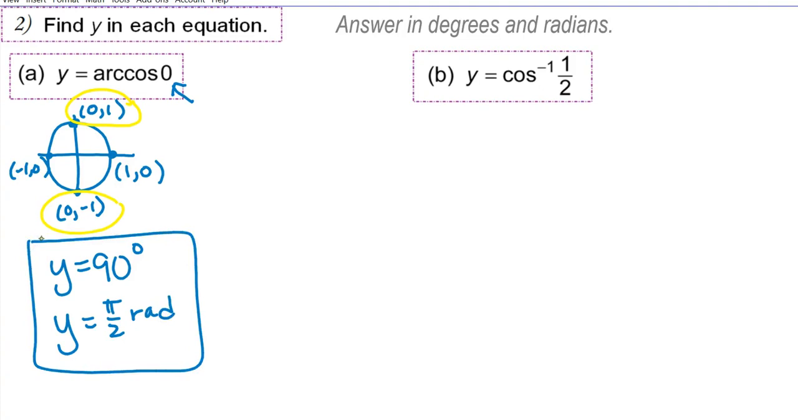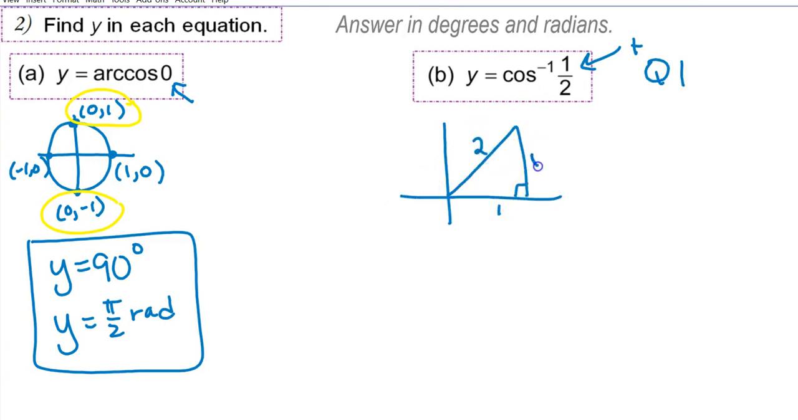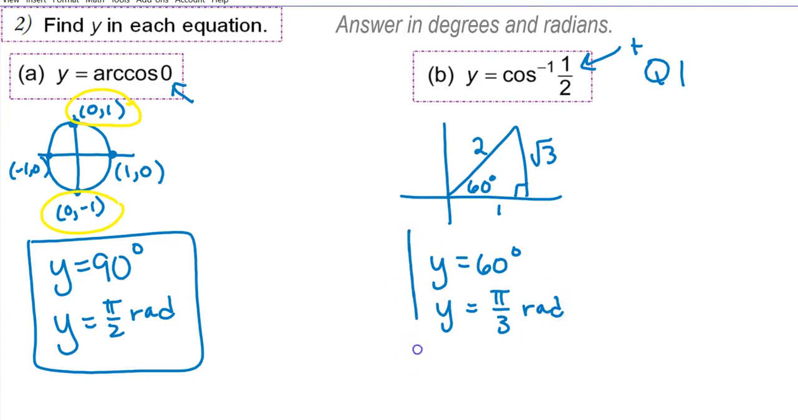Okay, part B, y equals inverse cosine of 1/2. Notice that 1/2 is positive, and so we're going to be in quadrant 1. Draw a reference triangle, put 1 on the adjacent, 2 on the hypotenuse, and you have square root 3. Recognize that triangle, 60-degree reference angle, so y is 60 degrees, or in radians, pi over 3. Hopefully it's starting to just click for you the more we do.